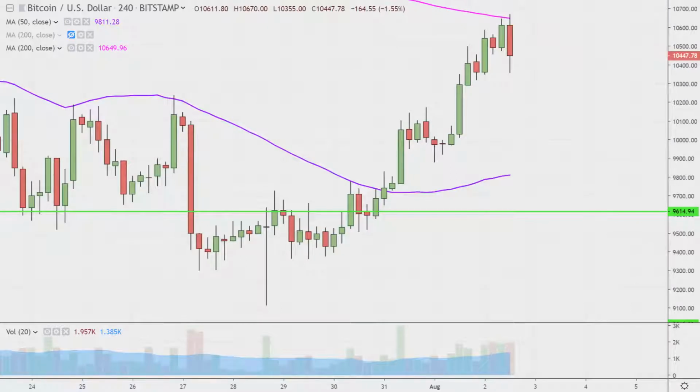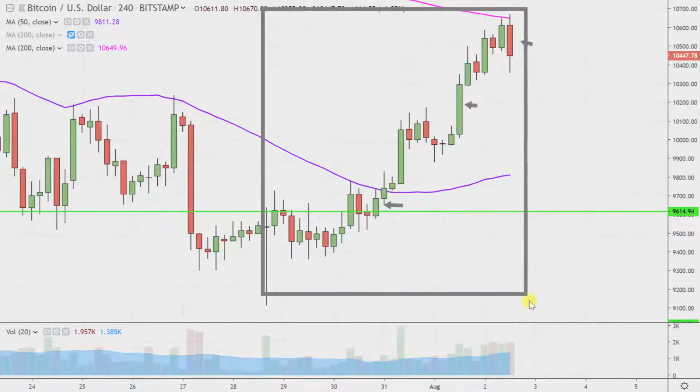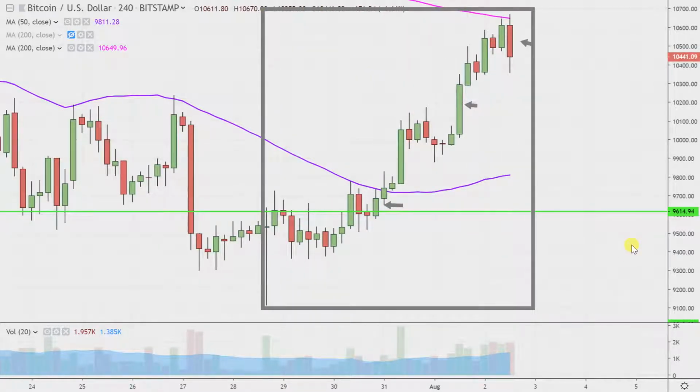Real quick, what do I mean by 4-hour in case maybe you're new to charts? Instead of each one of these candlesticks here, as they're called, representing 1 day's worth of price action, which is what you would normally see, each one represents 4 hours. So this here may look like a couple of months worth of time. It's actually just the past couple of weeks broken down into 4-hour time slices.